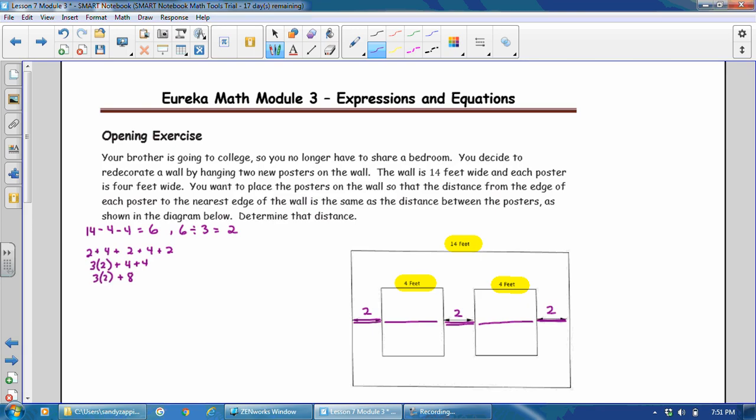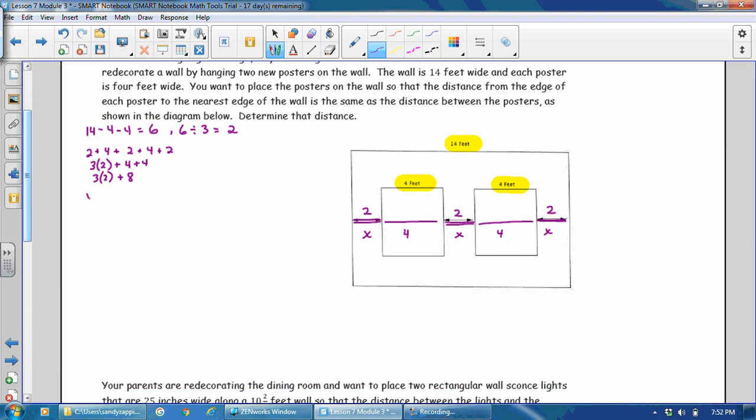Suppose we wanted to solve the problem using algebra, and we didn't know the answer is 2 feet. Let's let the distance between the picture and the nearest edge of the wall be x feet. Now, let's write an expression for the total length of the wall in terms of x. So here we would have x plus 4 plus x plus 4 plus x equals the whole distance of the wall. So let's write that as an expression. x plus 4 plus x plus 4 plus x. And that is the expression for the total length of the wall.